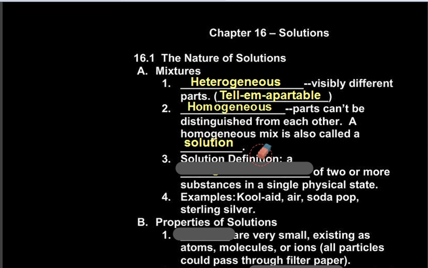So you can make, for example, milk. Milk is a homogeneous solution. In fact, if you have homogenized milk, what they've done is made it even more homogeneous by sticking it in a blender and mixing everything up.